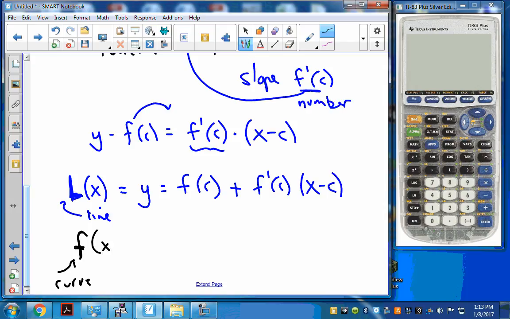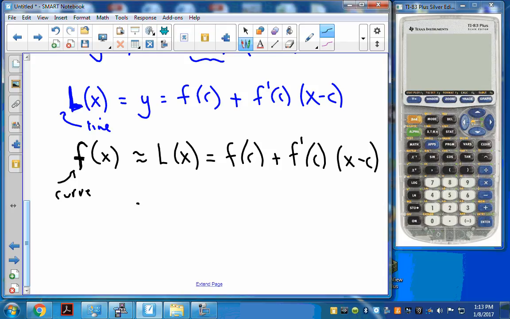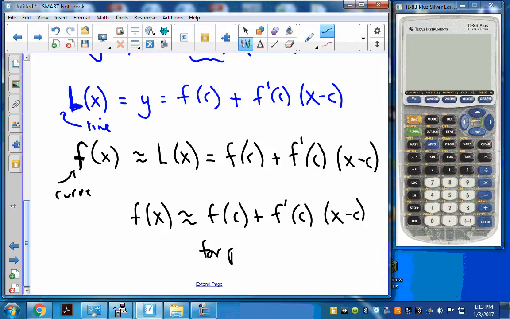So f of x is about the same as L of x. And L of x is f of c plus f prime of c times x minus c. And this approximation is good: f of x is about f of c plus f prime of c times x minus c, for points near x equals c. So that's the top of page 236.